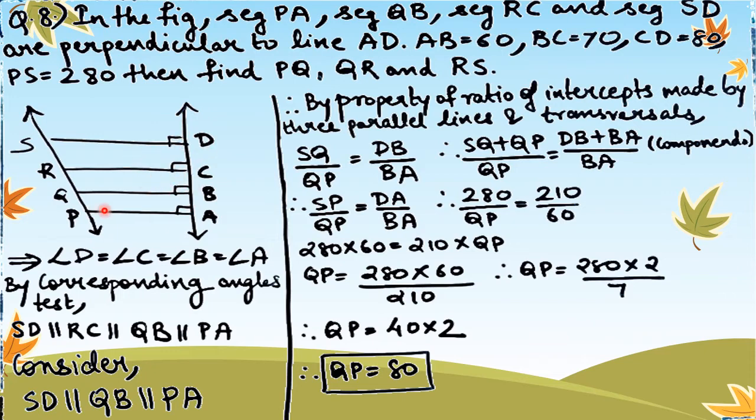This is an observation we need to make so that we can apply the property of ratio of intercepts made by parallel lines and transversals. To use that theorem, the observation is, if we have lines making the same angle with a common line towards one side, then those segments are parallel to each other. And they have given a few measurements. AB is 60, BC is 70, CD is 80, PS is 280. Then find PQ, QR and RS.